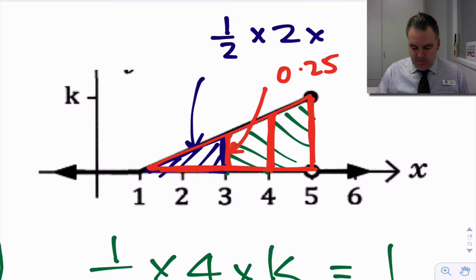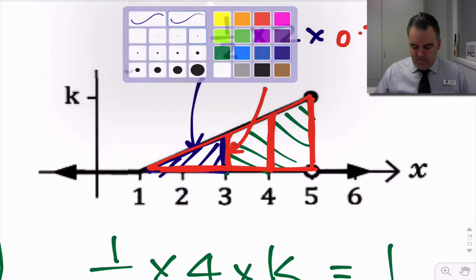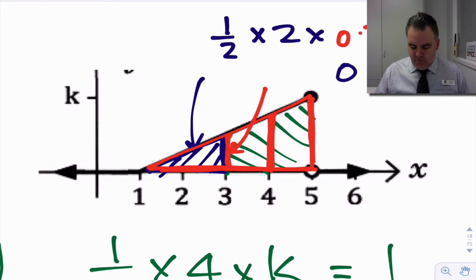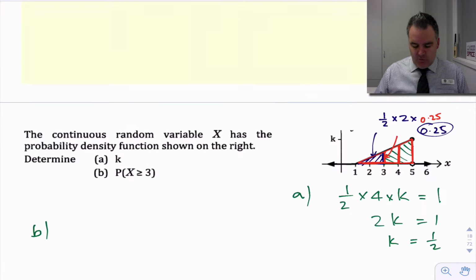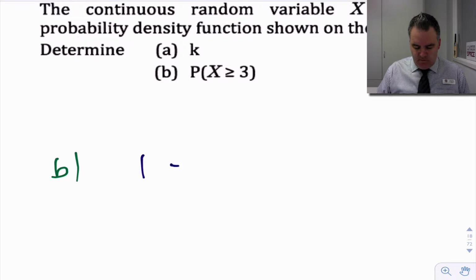Okay, so therefore, let's get this. So that is going to be a half times 2 is 1, so that is 0.25. Okay, so that's that blue area there. Therefore, we can say that the shaded green area that I had before is 1 minus 0.25, or 0.75.